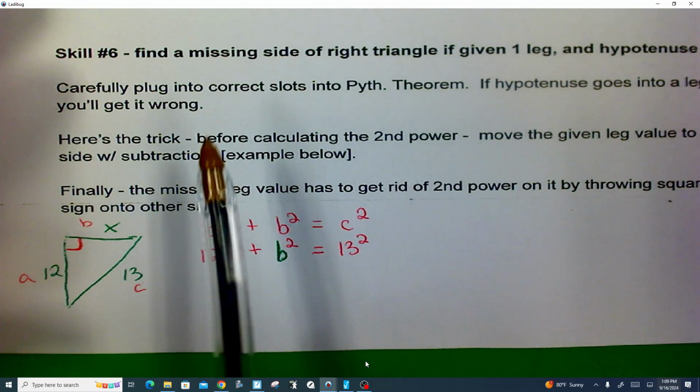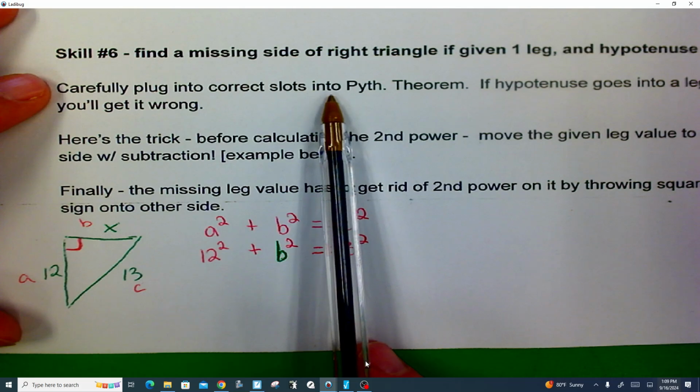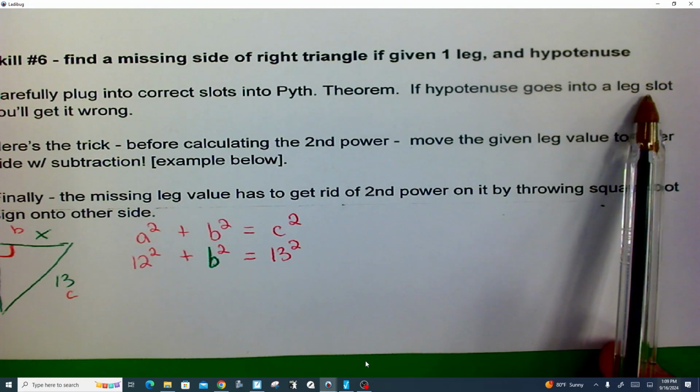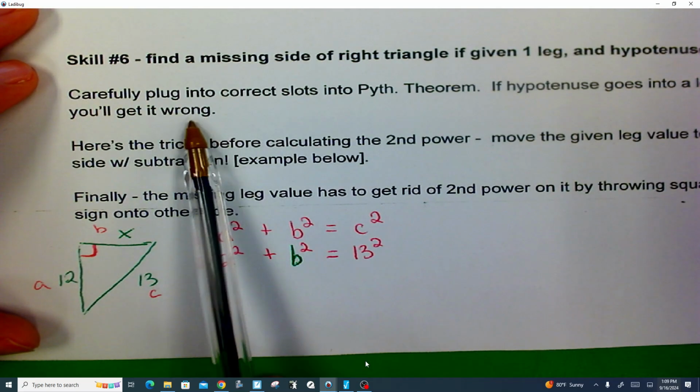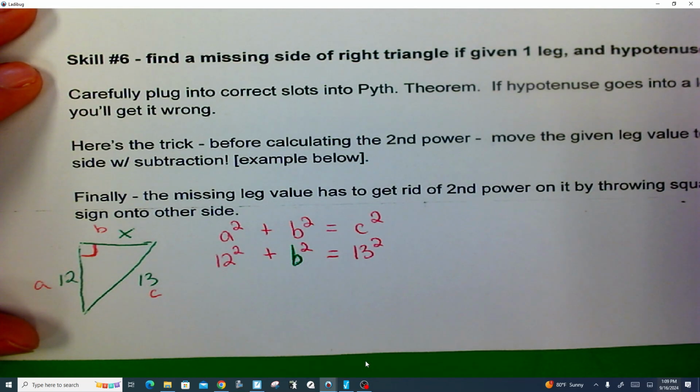So now, let's read up here what's going on. Carefully plug into correct slots into Pythagorean theorem. If hypotenuse goes into a leg slot, an A or B, you'll get it wrong. So if you put this 13 in for the B, you're wrong. Does that make sense? You have to be very careful for that.